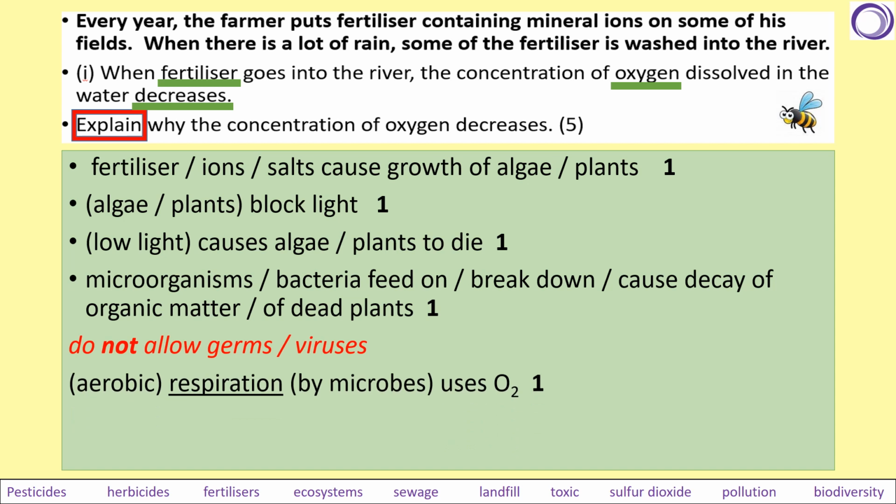And for another possible mark, you need to mention the word respiration. That's the key thing that you need to mention. And in particular, it's aerobic, but if you've missed that, it doesn't matter. So the respiration by microbes uses up the oxygen. Do not allow anaerobic, because that's not the way the microorganisms respire.